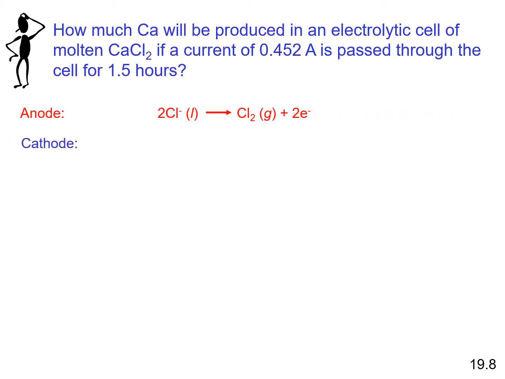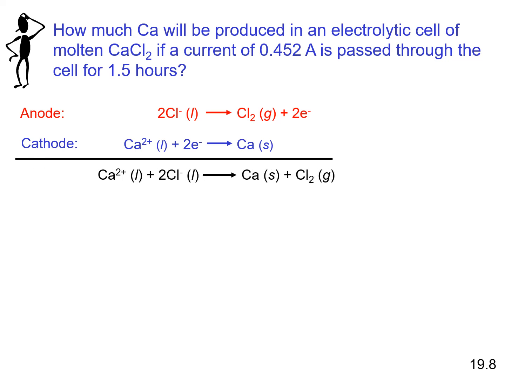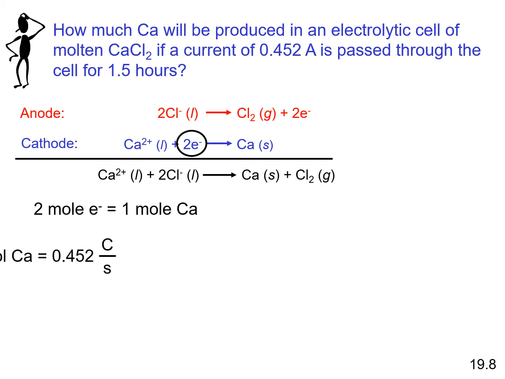this is what happens in our anode, chloride. The Cl- is oxidized into Cl2. In our cathode, the calcium 2 plus will be reduced into calcium. So the calcium will be produced by electrolysis. So that's the overall equation. The number of electrons involved is actually 2 moles of electrons per 1 mole of calcium. So we multiply, we get the mole of calcium.